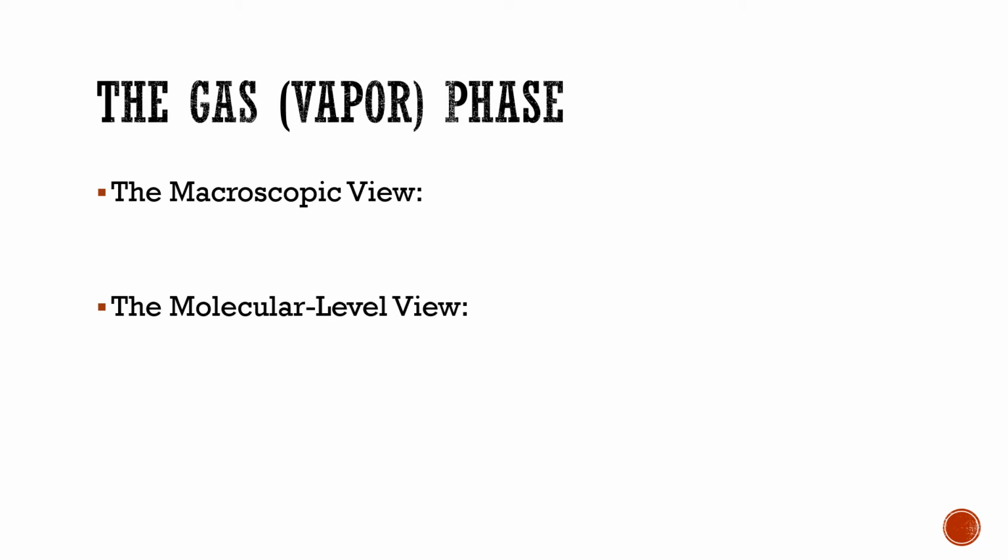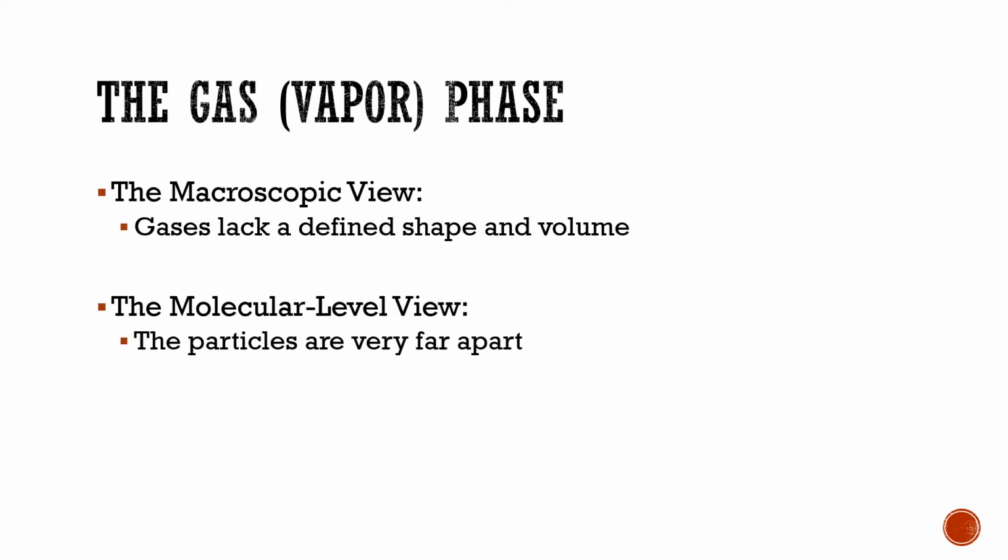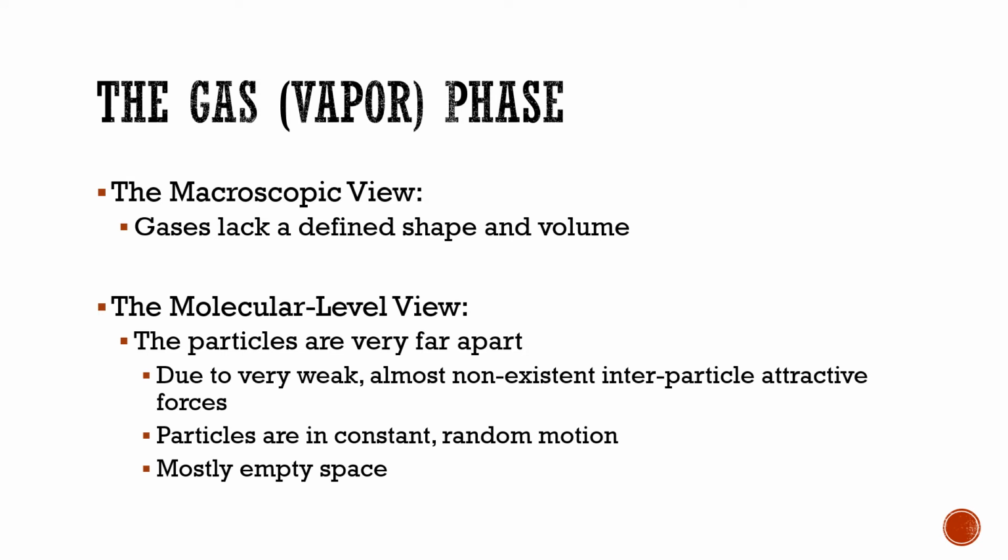Finally, the macroscopic view of gases, or vapors, shows a phase that lacks a defined shape as well as lacks defined volume. Gases will expand to fill the shape and volume of their container. At the molecular level, we see that the gas particles are not touching at all and are quite widely separated. This wide separation is the reason we typically describe gases as being mostly empty space. As you might guess at this point, the interparticle attractive forces in gases are extremely weak, almost non-existent.